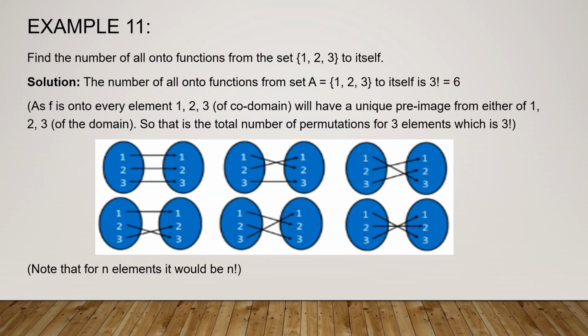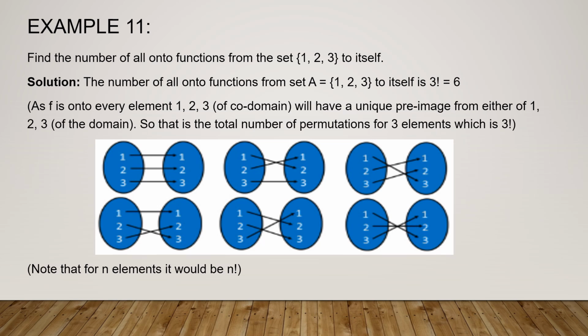Now some conceptual questions. Find the number of all onto functions from the set {1, 2, 3} to itself. Correct? The number of all onto functions from a set A which has 3 elements 1, 2 and 3 to itself will be 3 factorial, which is 6. Why? Now you can see over here from the diagram, as f is onto, every element in the codomain, which also has elements 1, 2 and 3, will have a unique pre-image from either 1, 2 or 3 of the domain. Correct? So the total, how do you define this?